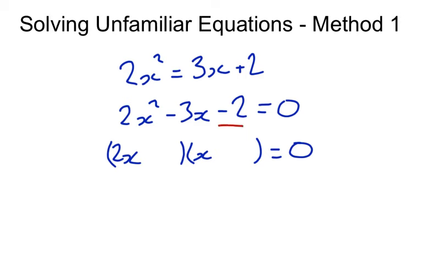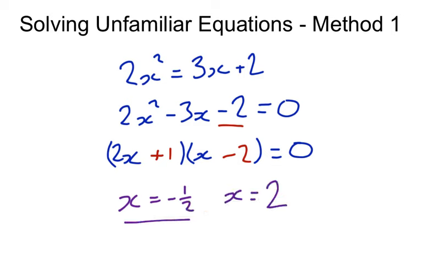So they're going to be 1 and 2, but we have to make sure we get them the right way round. It's going to be plus 1 in that one and minus 2 in the second bracket, and that gives us answers of x equals minus a half and x equals 2. So algebraically, those are our solutions to this equation.